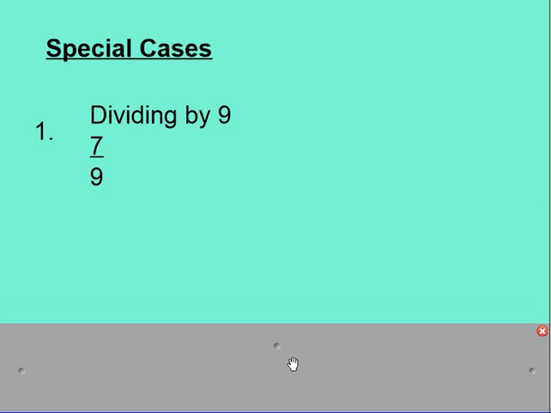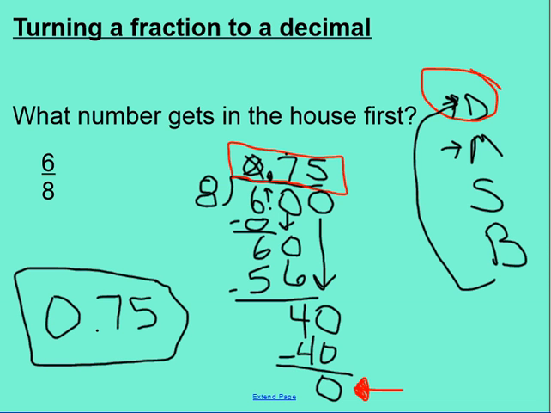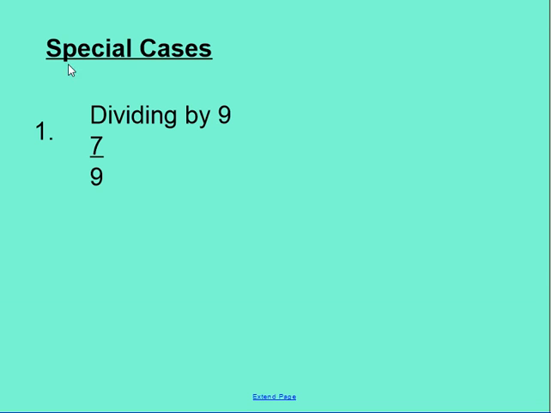Let's go ahead and look at some special cases, some special fractions that do kind of weird things when you turn them into decimals. Dividing by 9. When you divide numbers by 9, there's a really cool pattern that shows up. You can do this on the same page, guys. You should have enough room because we didn't do too much on this page so far. So go ahead and just draw a line and write special cases. Number one is dividing by 9.